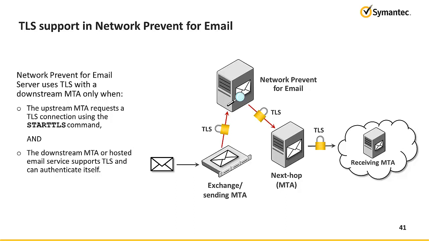TLS is used with a downstream MTA only when the upstream MTA requests a TLS connection using the STARTTLS command, and the downstream MTA or hosted email service supports TLS and can authenticate itself. These conditions also apply when Network Prevent for Email operates in reflecting mode, where a single MTA acts as both the upstream and downstream MTA.